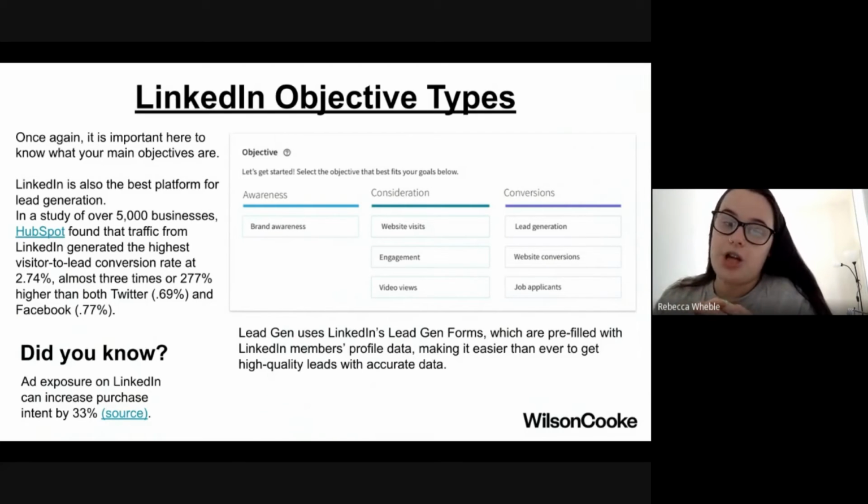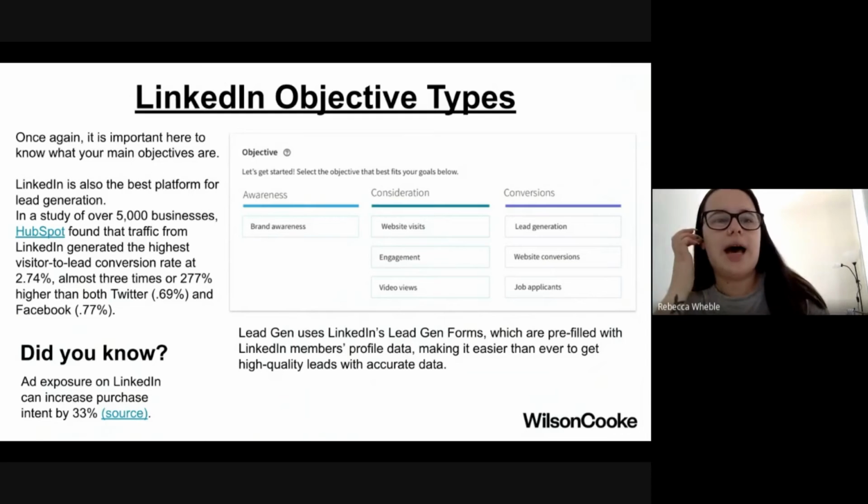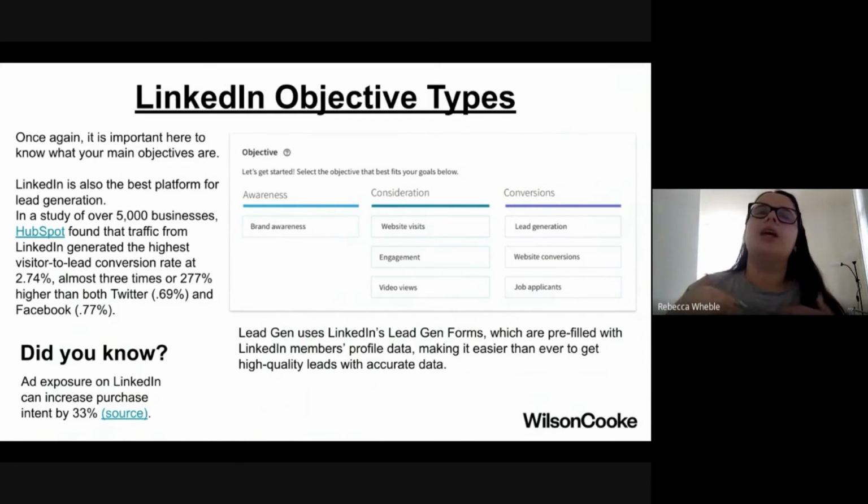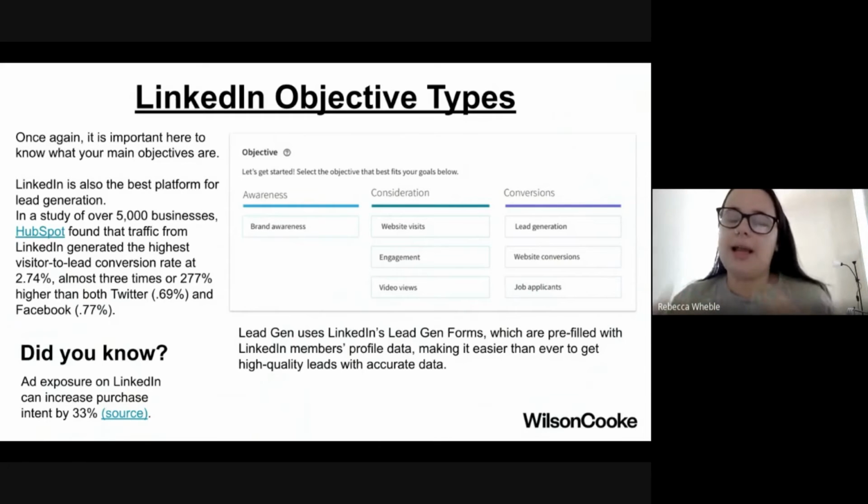Did you know that ad exposure on LinkedIn can increase purchase intent by 33%? A lot of that is because there is a massive B2B audience on LinkedIn. Like I mentioned before, there is a huge amount of trust with LinkedIn, and you can really get savvy with these objective types as well. Normally, I use the website conversion type, because that allows you to track form fills, clicks to call, etc. It shows your ad to people that are more likely to convert.